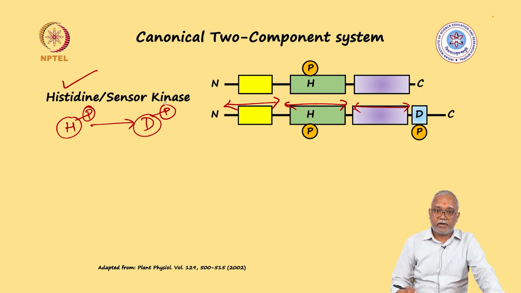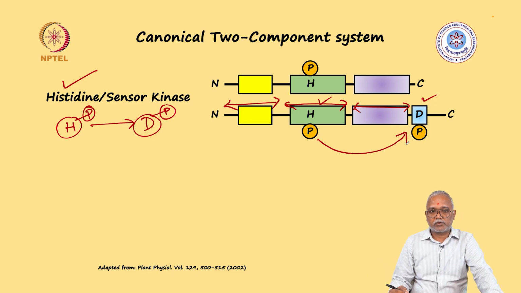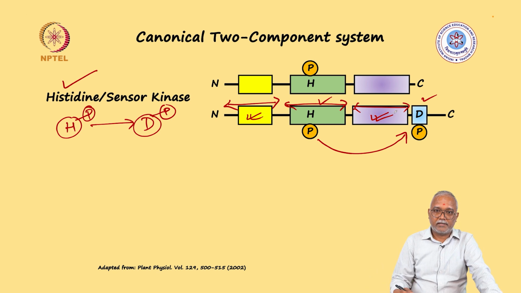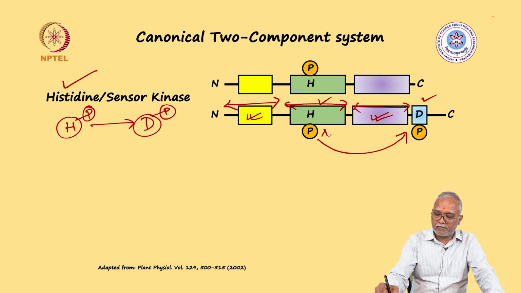However, there could be variations in the receptor itself, and it may possess both the histidine residue and the aspartate residue. So in such a scenario, phosphotransfer is happening within the molecule. So first, upon sensing the signal by this domain and the catalytic activity by this kinase domain, histidine is phosphorylated, ATP is utilized.